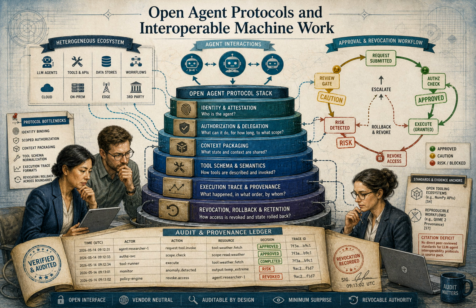The biggest risk in the agent era is not that an agent makes a bad decision. It is that nobody can prove what the agent did or undo it later. Right now, most agent systems work, but they work like one-off integrations. You stitch together bespoke APIs, adapter code, and vendor-specific logs.